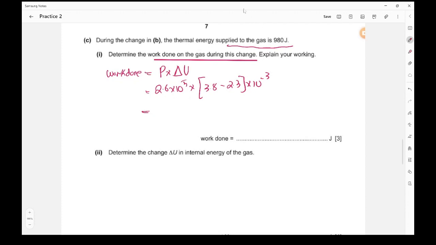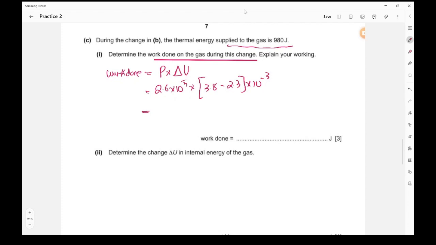Work done on the gas during this change. Actually, this value is going to be negative as well. The reason is that they have said the work done on the gas, but apparently this is actually work done by the gas. So this value needs to be taken as negative. So 2.6 into 10 raised to power 5 multiplied by 3.8 minus 2.3, bracket close, multiplied by 10 raised to power minus 3.